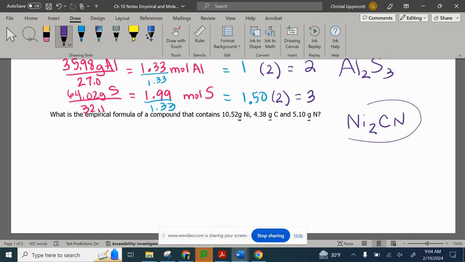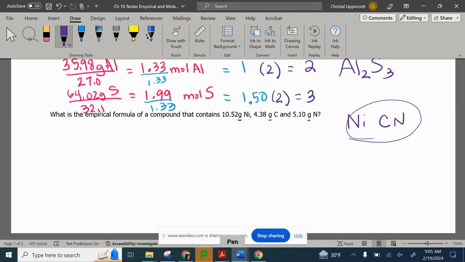Were you able to get this for your formula? Oh, wait a minute. Did I screw that up? I think I screwed that up. I think this is 2 and this is... No. Okay, I gotta just write this out.